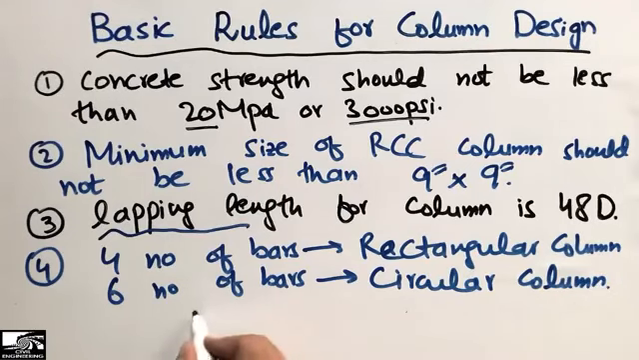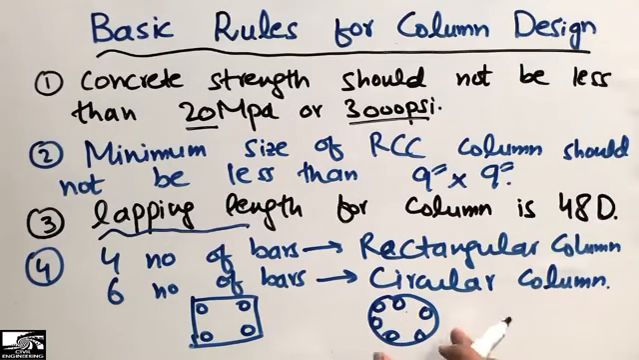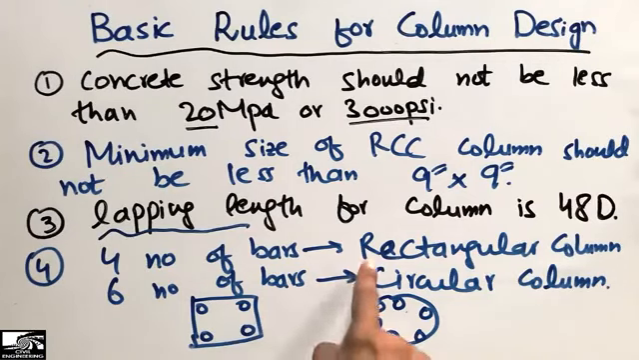Consider this is a rectangular column, so we should provide a minimum of 4 bars. These are the longitudinal bars. In case of the circular column, we should provide 6 bars: 1, 2, 3, 4, 5 and 6. These are the minimum requirements for the design of any column, that we must provide 4 bars in case of the rectangular and 6 bars in case of the circular.